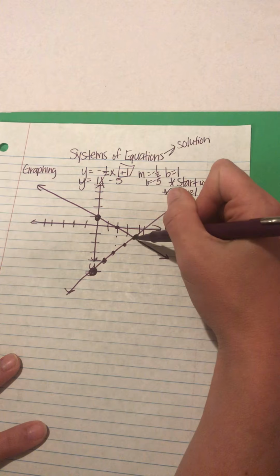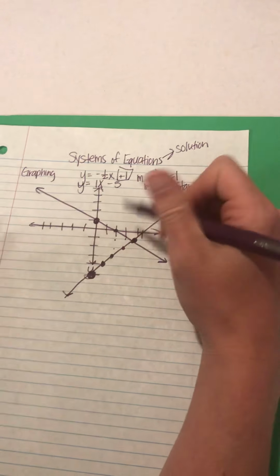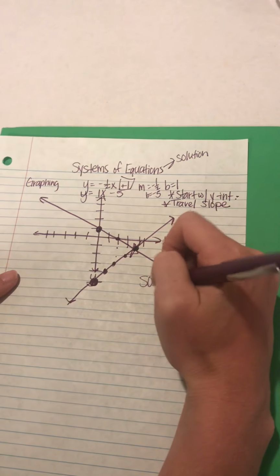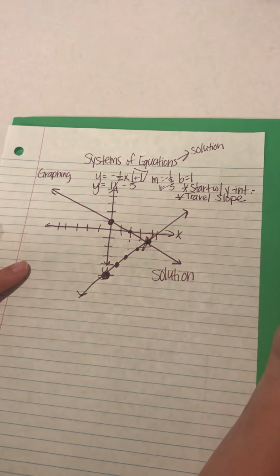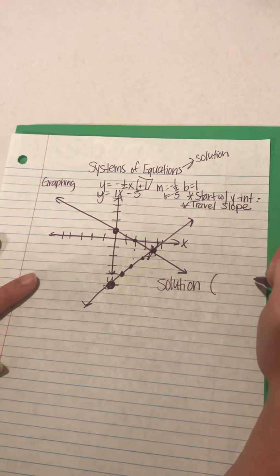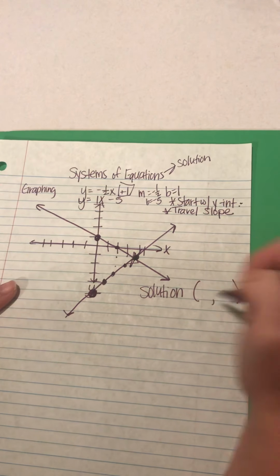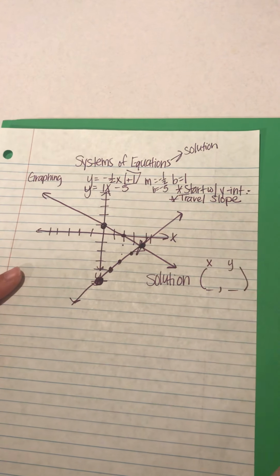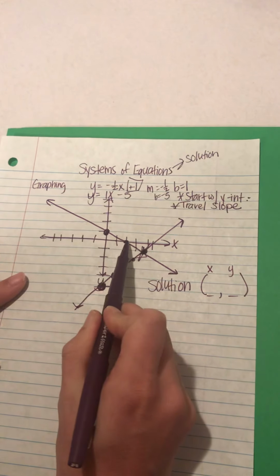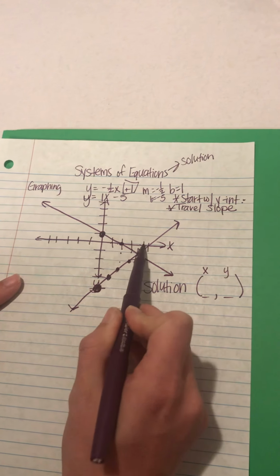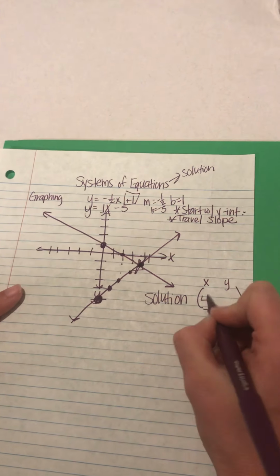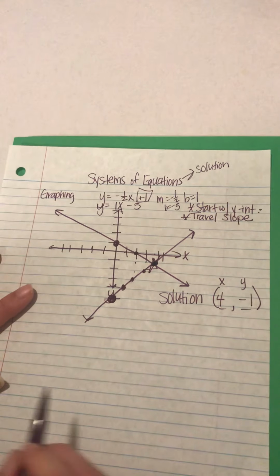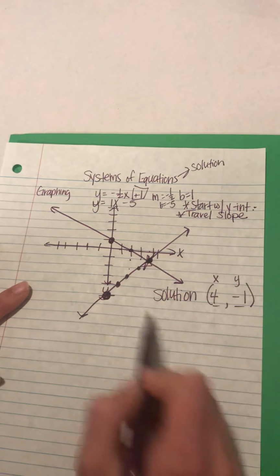And boom, these two trajectories hit each other right here. That is our solution. So our solution, we write as an ordered pair with parentheses. That's very important, and a comma in between. The x value goes here and the y value goes here. Our x value is 1, 2, 3, 4 right here. Our y value is negative 1. So this is our solution.